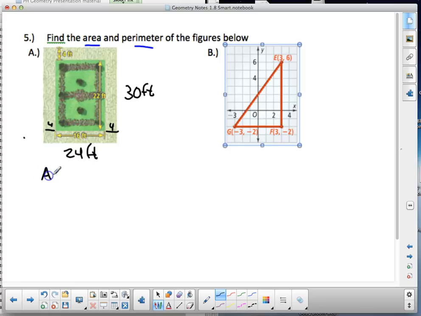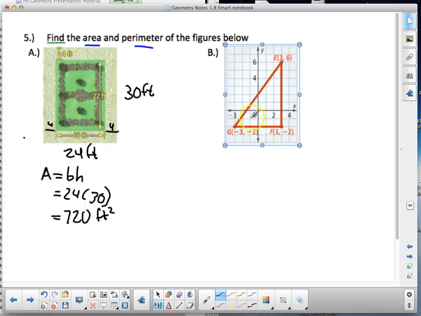Area is equal to base times height, which I've got 24 times 30. So I've got 720 feet squared for area.